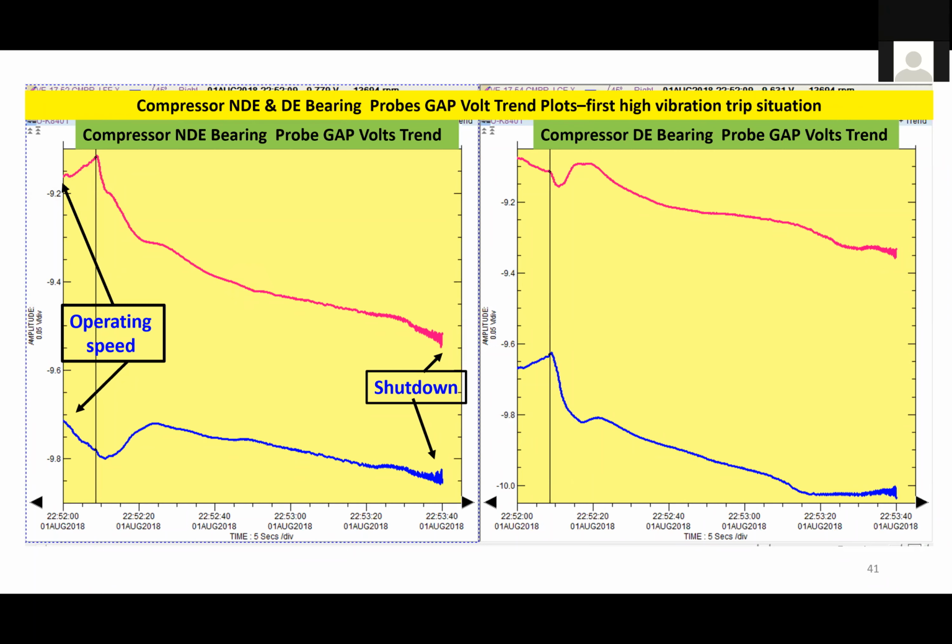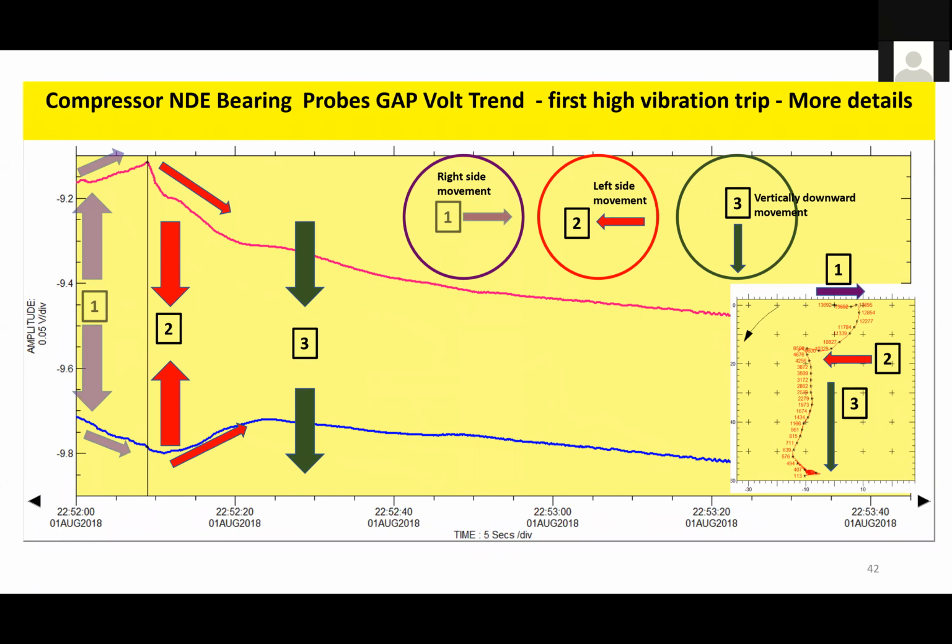Now, if you try to analyze this one, look at condition 1 here. During condition 1, the shaft was moving towards the right side. Look at this picture here, and look at this actual shaft center line movement here. So during the shutdown condition, at position 1, the shaft is moving from left to right, and you can see the shaft center line moving here in this condition. Sorry, this is the condition 1 here.